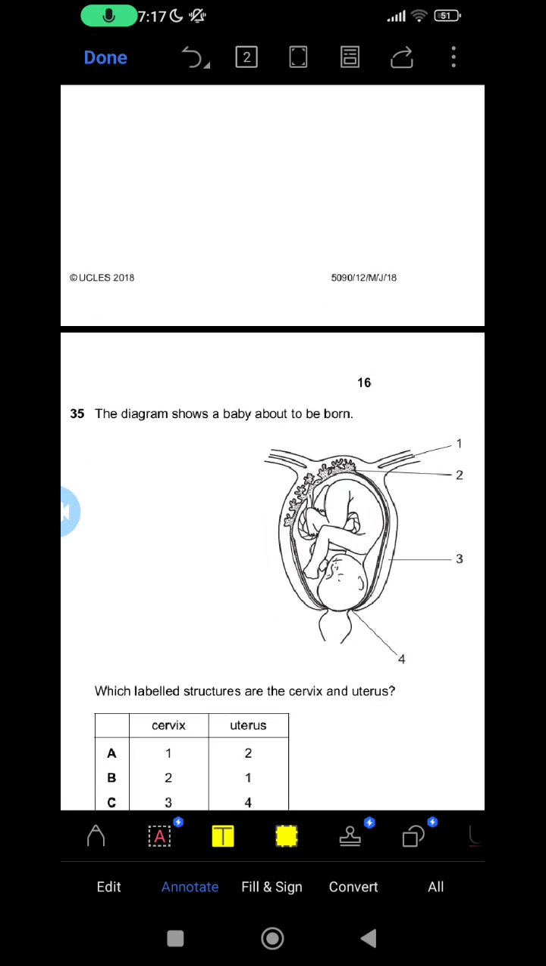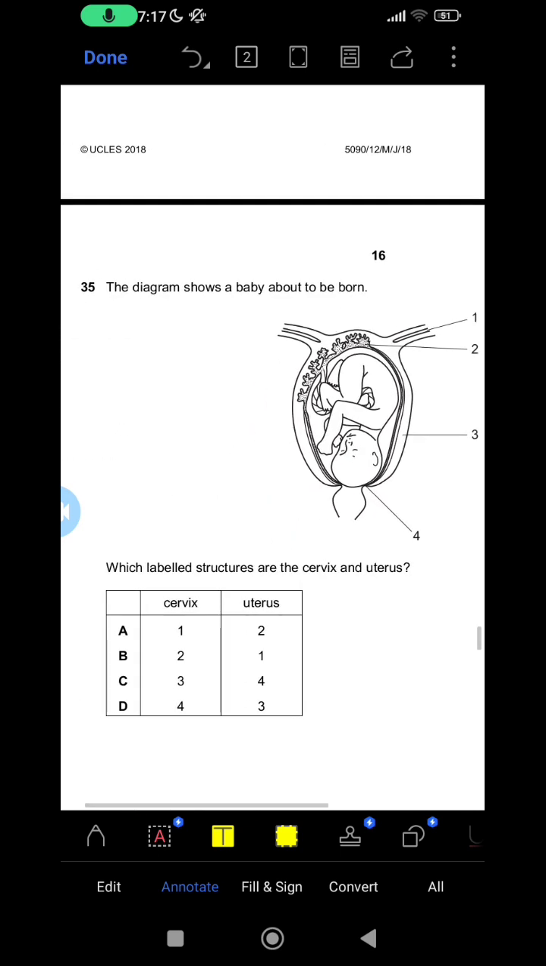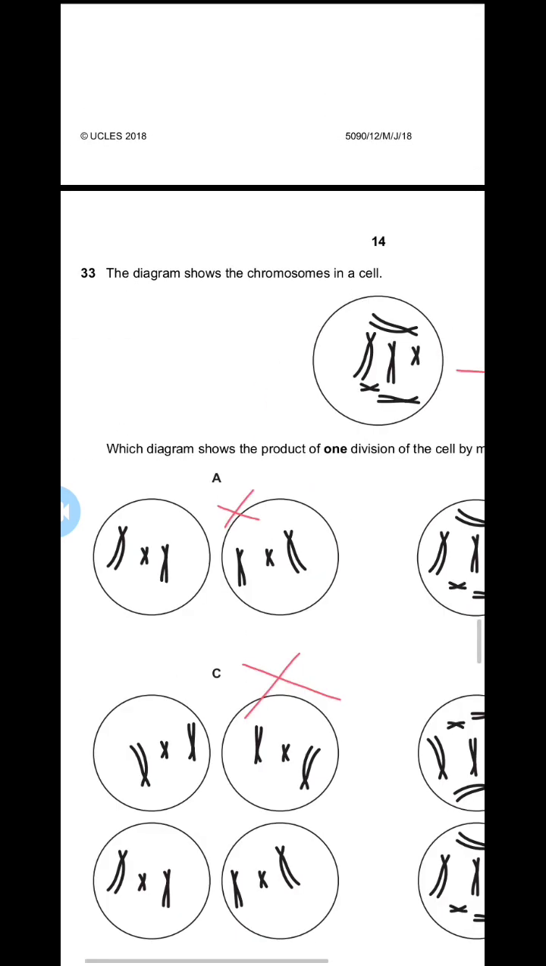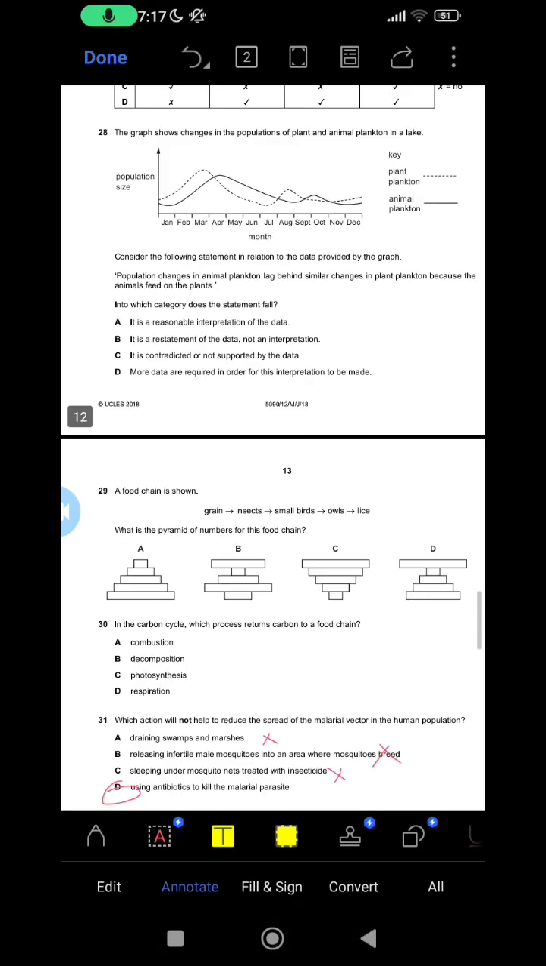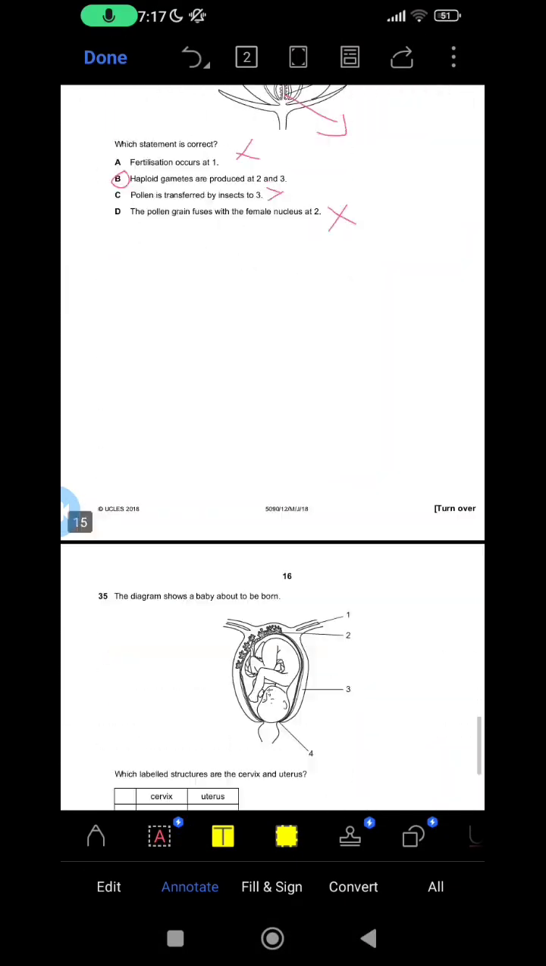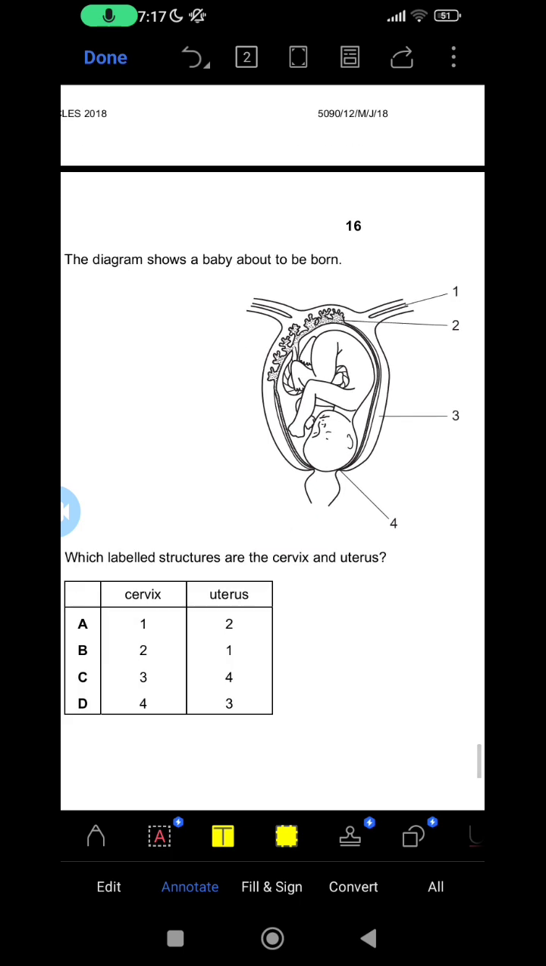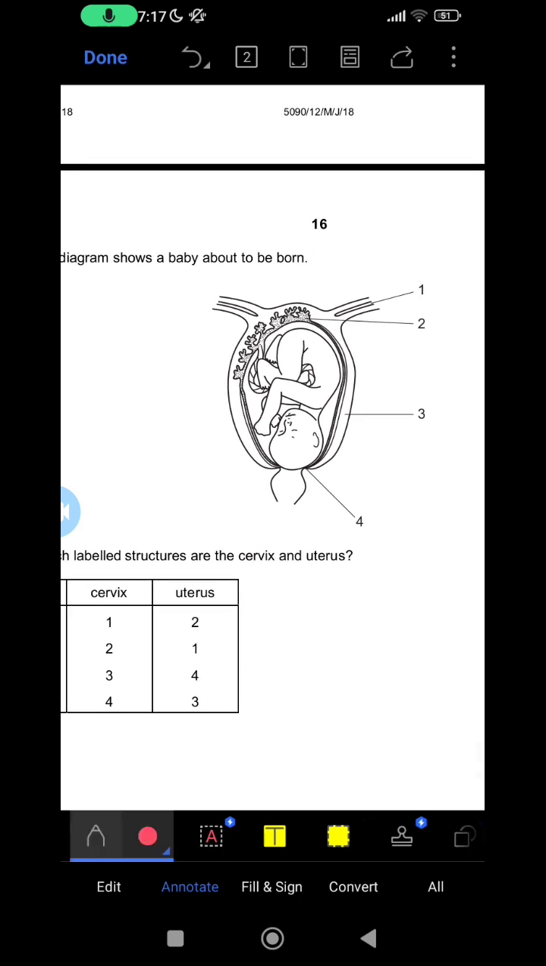The diagram shows a baby about to be born. Which labeled structures are the cervix and the uterus? Here we go. Now we can easily see that 1 is the oviduct. So 1 cannot be our answer. It's neither the cervix nor the uterus.